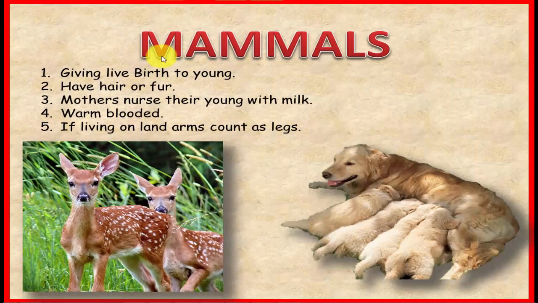Let's look at the categories. The first one is mammals. Number 1, giving live birth to young, as you can see illustrated over here, and we have some very young fawn over here. Number 2, they have hair or fur. Number 3, mothers nurse their young with milk, as illustrated. And number 4, they're warm-blooded. And number 5, if living on land, arms count as legs.